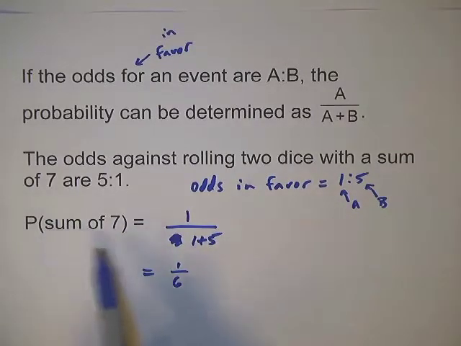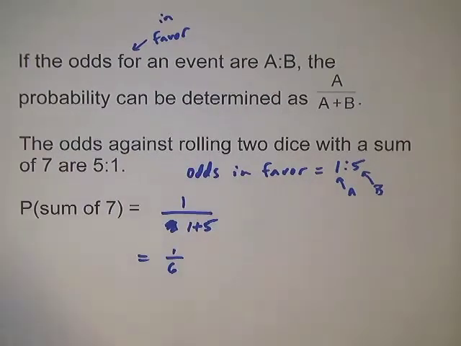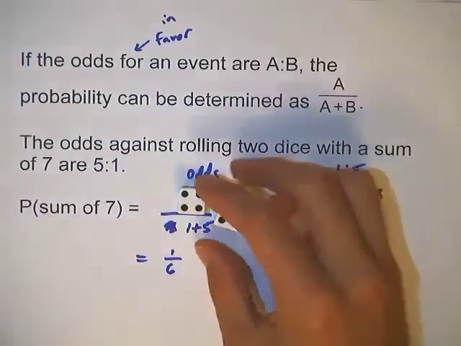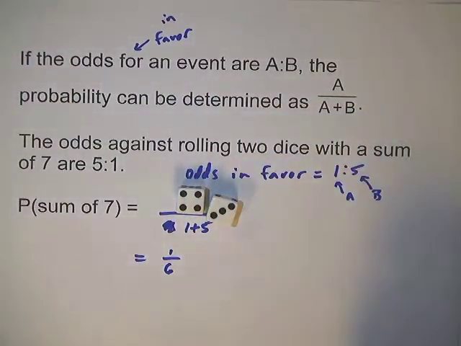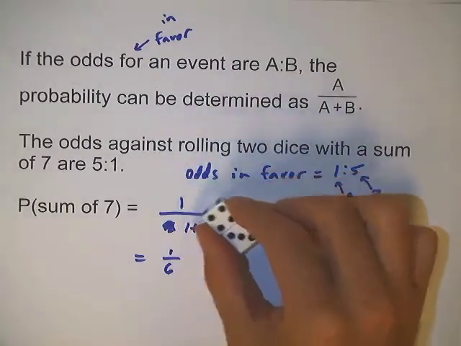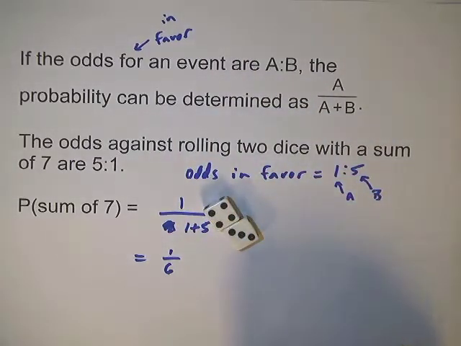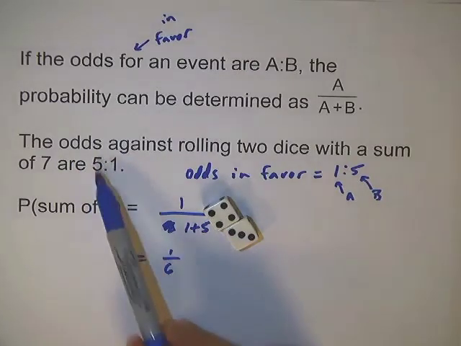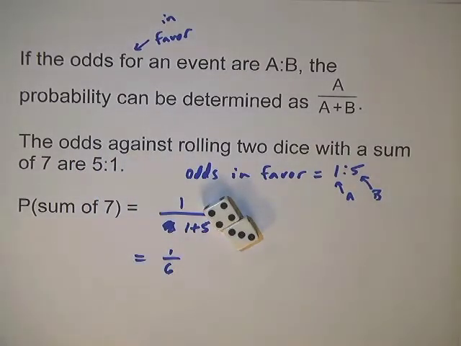Now if we think about what we already know about dice, there are 6 ways of getting a sum of 7. If we take those 6 ways and divide by the total number of possible two-dice combinations, we end up with 6 out of 36, which reduces to 1/6. So that probability does check out when we start with odds and convert to a probability.